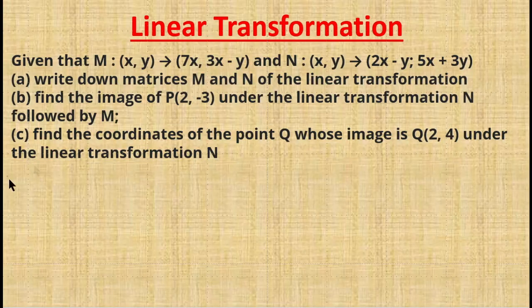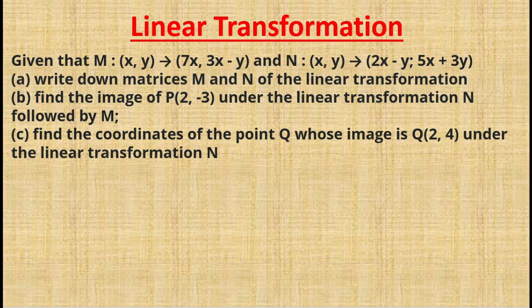We have this question on linear transformation. Given that M is mapped to (7x, 3x − y), and N to (2x − y, 5x + 3y), it wants us to write down the matrix of M and N of the linear transformation.